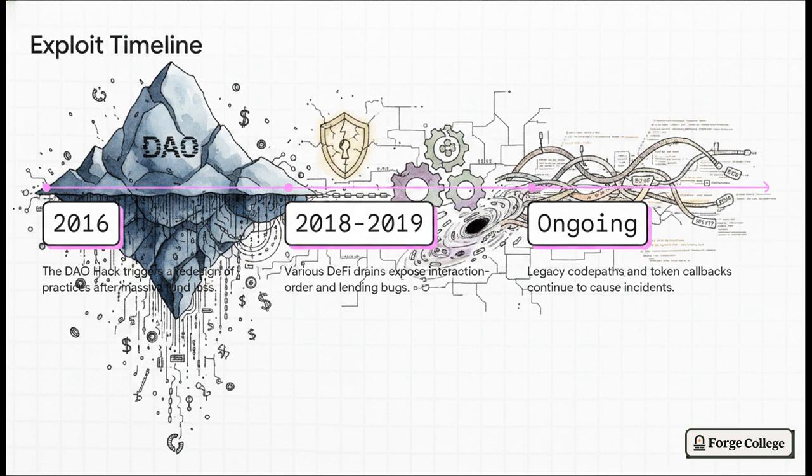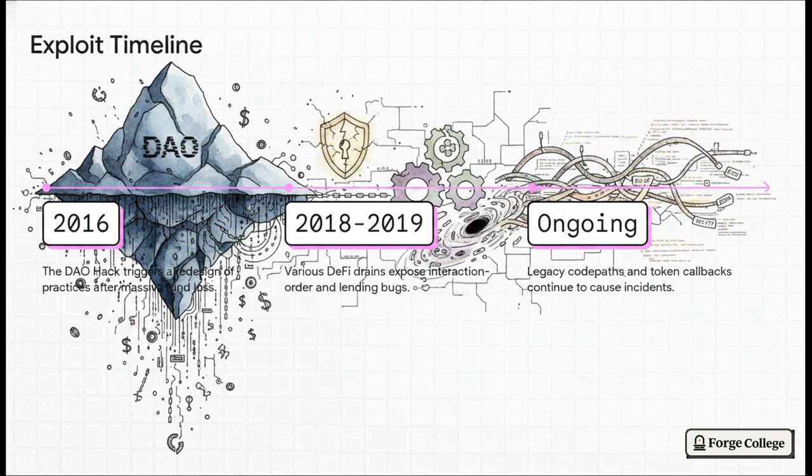The crucial point is right here on our timeline. In 2016, we experienced the infamous DAO hack. This wasn't just a minor glitch. It was a massive systemic loss of funds triggered by a recursive reentrancy bug in a withdrawal-like function. It was basically the canonical incident that exposed reentrancy's true risk.